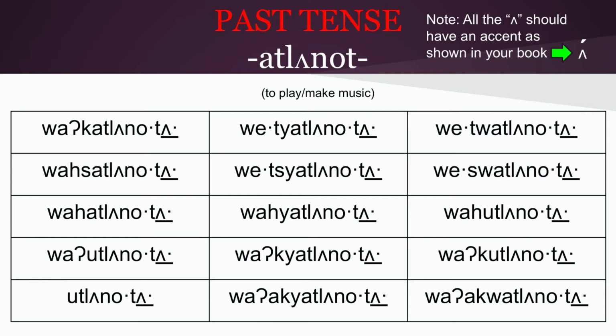Wa gudlanod, wa sudlanod, wa hudlanod, wa undlanod, wa diadlanod, wa judlanod, wa hyadlanod, wa gyadlanod, wa agyadlanod, wa dwadlanod, wa swadlanod, wa hundlanod, wa gundlanod, and wa agwadlanod. So, let's go over the patterns for the past tense, changes to the pronouns, endings, and we'll talk about the meanings.